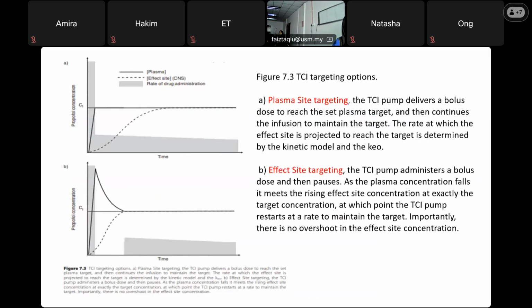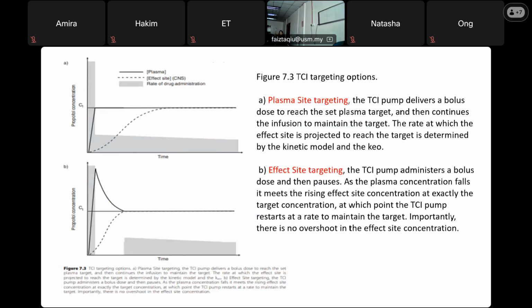But if you compare A and B, the dotted line for the effect site, if you relate it to time, it reaches almost twice as fast, right? So how to explain this? For the effect site, the bolus dose is higher, so the duration to get the effect is shorter. So think about how to understand this.